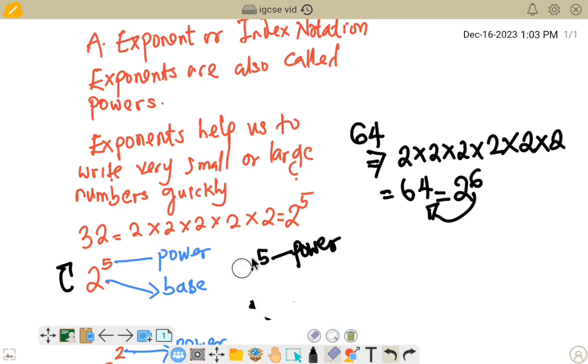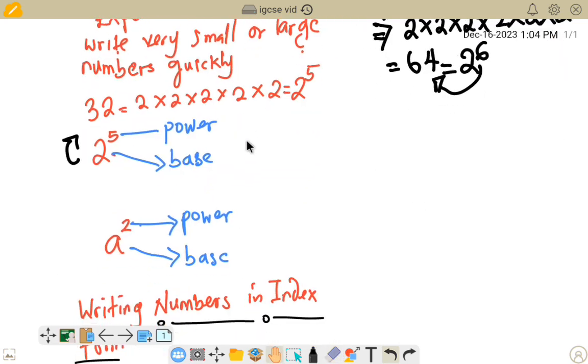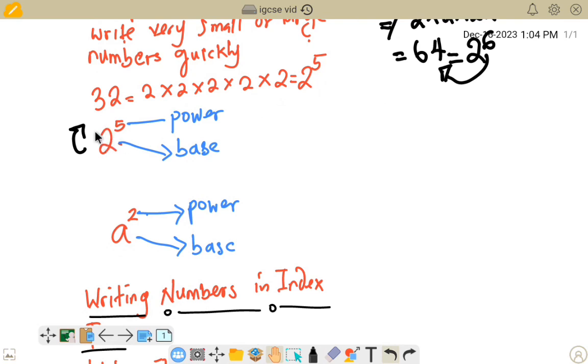So that's the use of exponents. It helps us to represent large numbers in a very simple way. You can also represent small numbers in exponential form. Coming back to that, let's just move on. 2 is the base, 5 is the power; a is the base, 2 is the power. The one at the top is the power, the one at the bottom is the base. So the base raises the power. That's another way of looking at it.